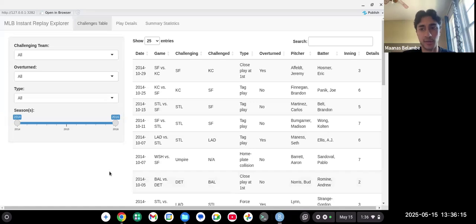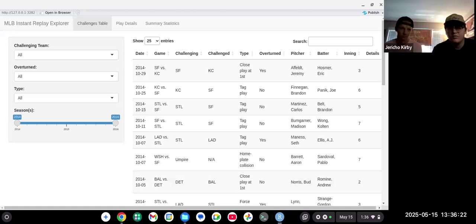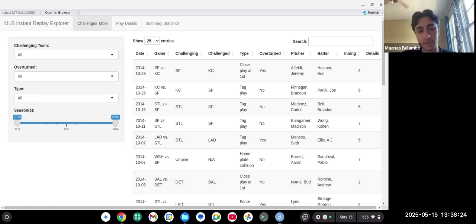All right, so our project was working with MLB instant replay data, and some of the goals that we had were to estimate the number of runs that a team can gain by challenging plays, since this is a relatively new thing in the overall scheme of baseball history. So yeah, I guess we'll start with the first page, which is the challenges table.